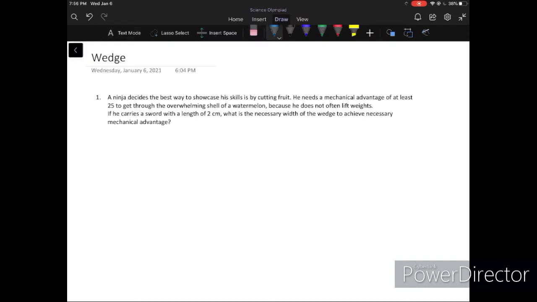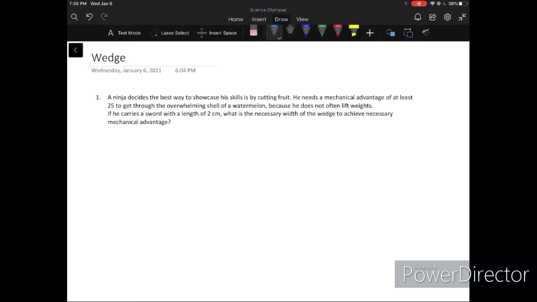Now we are going to look at an example of the mechanical advantage of a wedge. A ninja decides the best way to showcase his skills is by cutting fruit. He needs a mechanical advantage of at least 25 to get through the overwhelming shell of a watermelon, because he does not often lift weights. If he carries a sword with a length of 2 centimeters, what is the necessary width of the wedge to achieve necessary mechanical advantage?